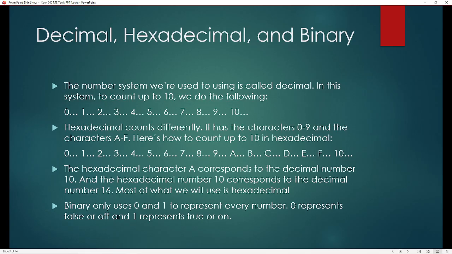Most of what we will be using is hexadecimal, and if for some reason you have a binary value, which I've seen once or twice, they use zeros and ones to represent every number. 0 in binary format tends to represent a false condition or the circuit being off, whereas a 1 represents true or the circuit being on.